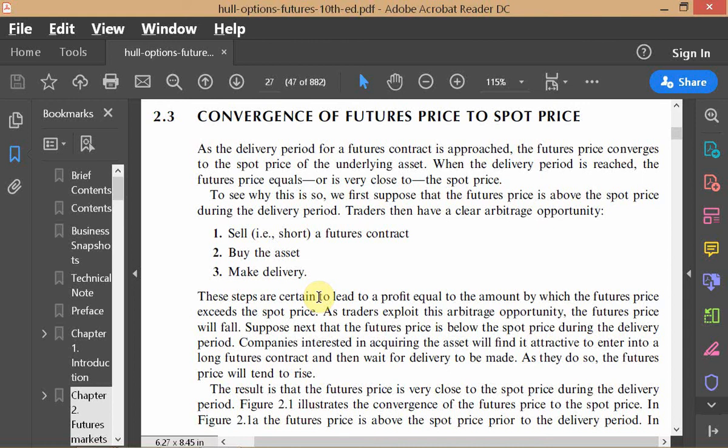So that's the outcome we are looking for: I want the physical asset to end up in my hands. One way for that to happen is the indirect way, which is to buy the futures contract and wait to be delivered against that position. But the direct way is, if I want the physical asset and it is being traded in the market, there is a spot market for that, so I can just go into the physical market and buy the physical asset.